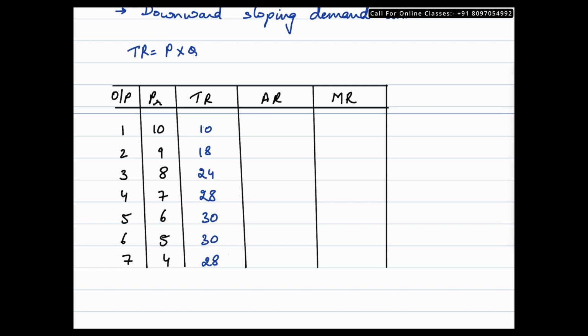Average revenue is calculated as total revenue over output or quantity. So in this case it is 10, 9, 8, 7, 6, 5 and 4. If we remember, AR is also equal to the price, correct? So if we pay attention, these two columns are similar.